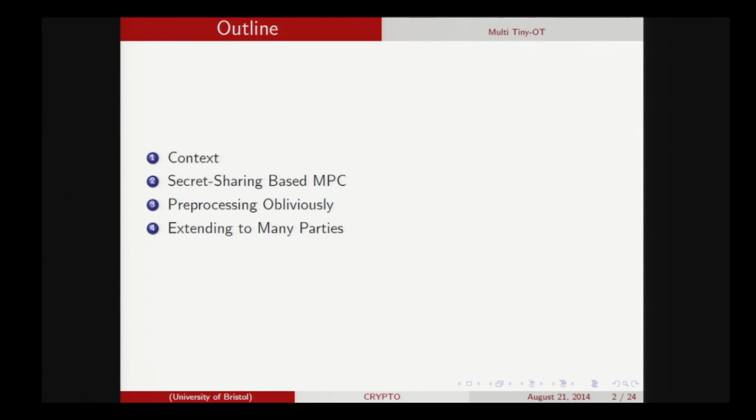So this is the outline of the talk. This talk is going to be about multi-party computation. First, I'm going to introduce a little bit of context on general MPC and on the secret sharing approach that we follow. And then I will explain how you can use Oblivious Transfer in this setting. And then I will talk about our contributions to the area.